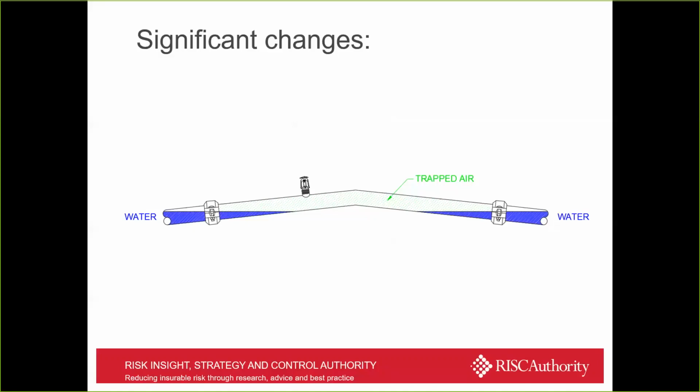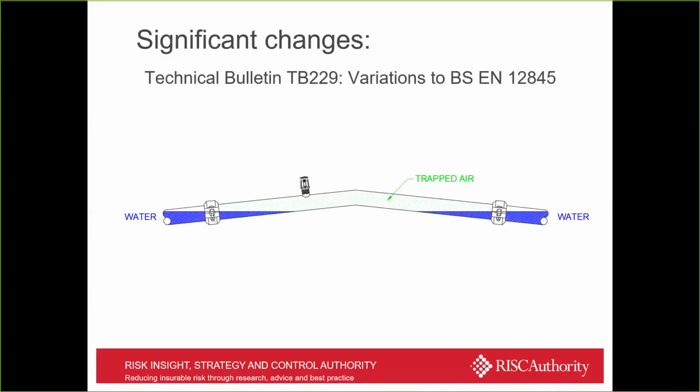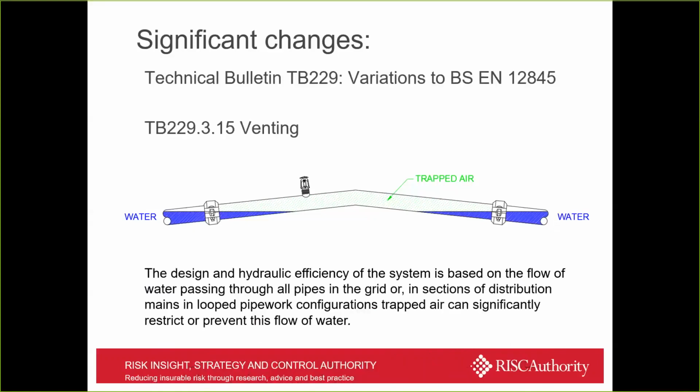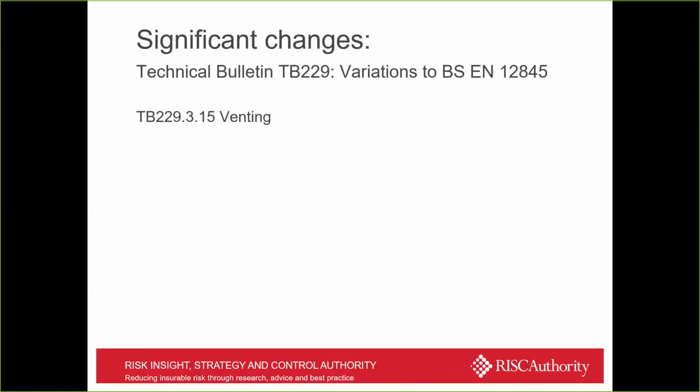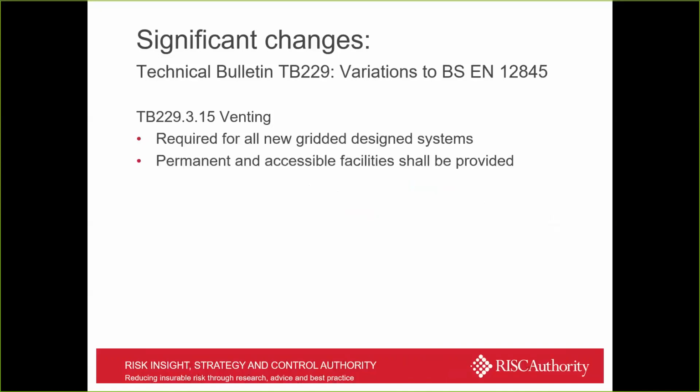So that's an error, obviously, in what's perceived to be the hydraulic analysis of that system performance compared to what's actually going to be happening when you've got air in it. So we've now introduced a venting criteria, which is now covered in TB229 3.15. It requires that all new gridded design systems need to be vented. It requires permanent and accessible facilities to enable you to do that.